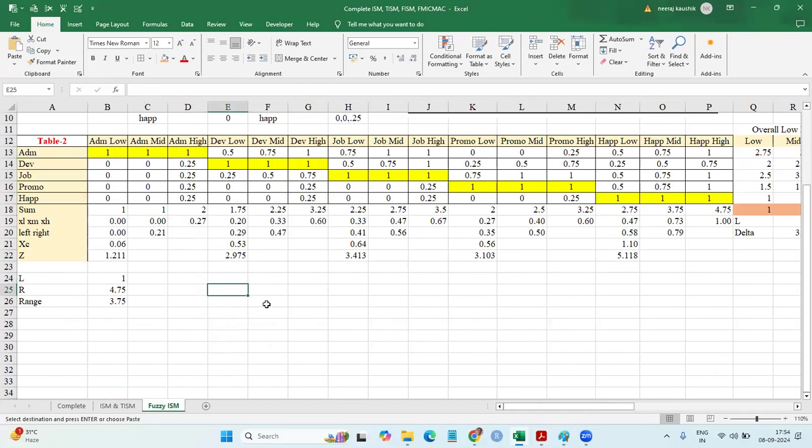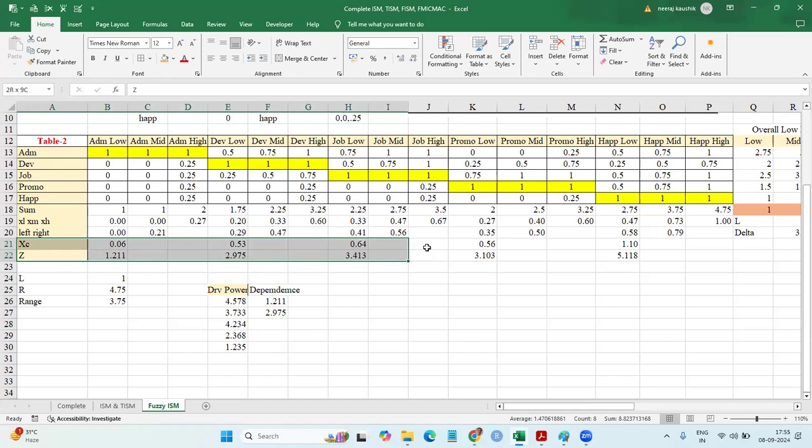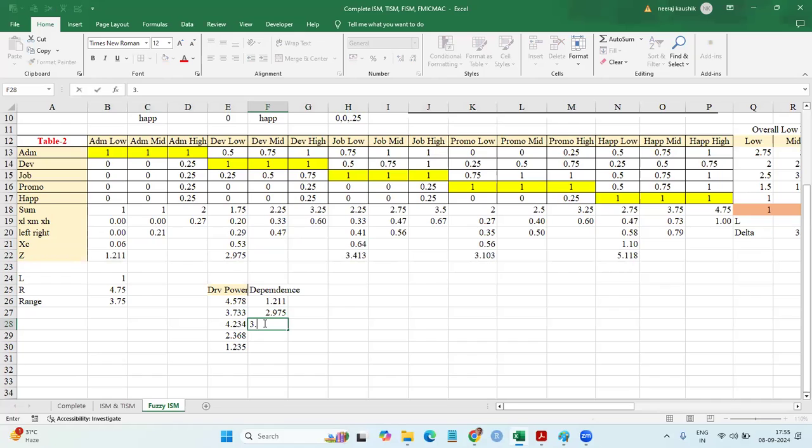And now we are remaining with only one part. We will go paste values. This one is called the driving power, and dependence, D-E-P-E-N-D-E-N-C-E. Dependence I will take from here. It is 1.211, 2.975. Are you getting it? This is the dependence for all. So the third value is 3.413. Next value is 3.103. Next is 5.118. And what you will do, you will plot it.